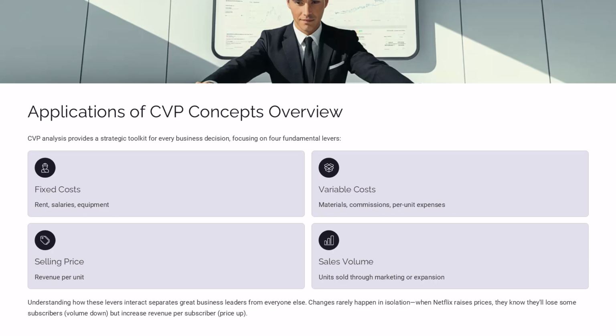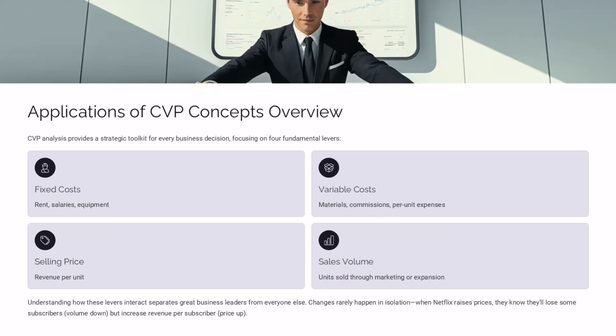The beauty of CVP analysis is that it gives you a framework to evaluate any business decision quantitatively. So instead of guessing whether adding a delivery service will increase profits, you can calculate exactly how many deliveries you need at what contribution margin to justify the fixed costs of vehicles and drivers, which is precisely how DoorDash decided which cities to enter and which to avoid.